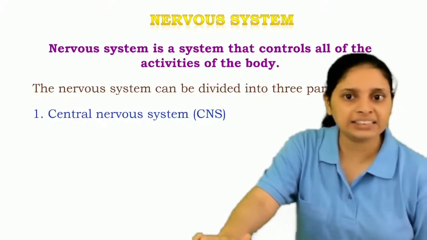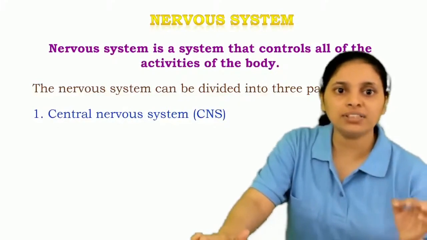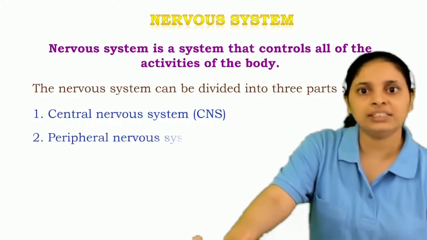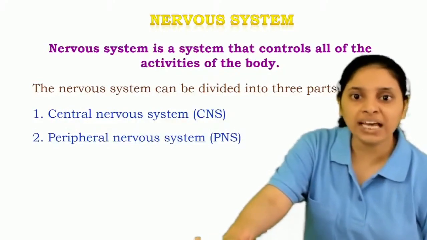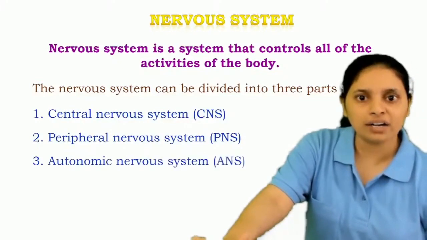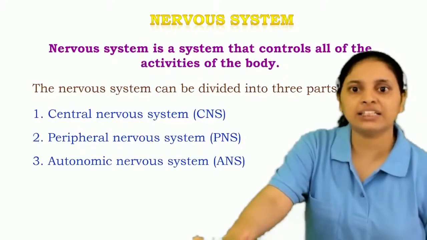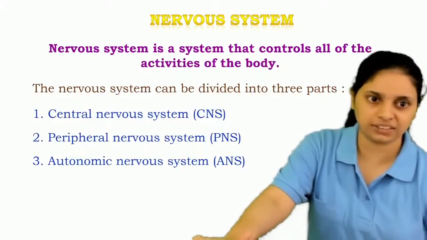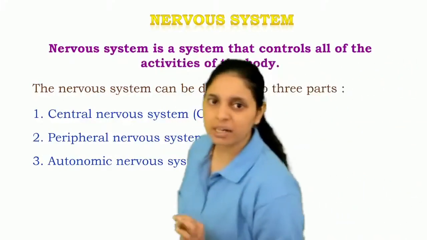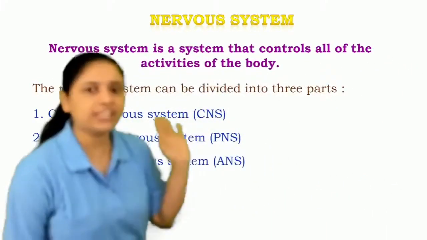First, CNS, Central Nervous System. Which is the first part? Central Nervous System. Second, PNS, Peripheral Nervous System. And third, we have the ANS, that is Autonomic Nervous System. First you have to remember these three names. Nervous System has 3 parts. Which 3 parts are there?